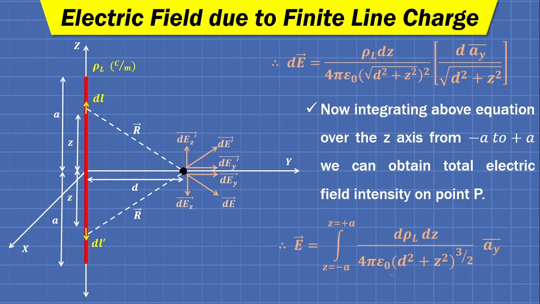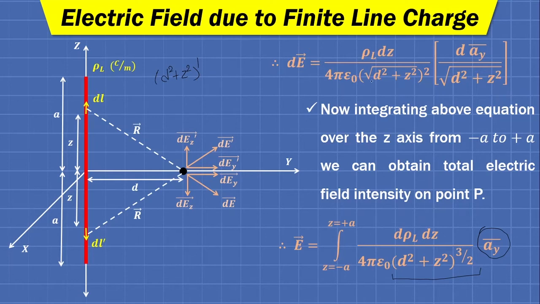Here the (d square plus z square) raised to 3 by 2 can be seen as, here we simply take multiplications of numerator and denominator. Fine. So in the numerator it will be d into rho L dz. Now a_y bar is just showing the direction of the field, so I have kept it aside. In the denominator, 4 pi epsilon 0 multiplied by this term, which is nothing but (d square plus z square) to the power 1, because here it is under root and whole square. So under root and square will cancel out each other. So simply it will be d square plus z square power 1.